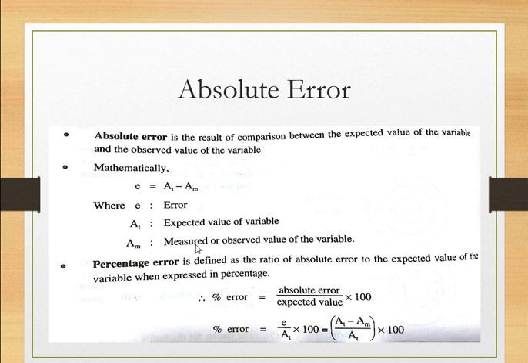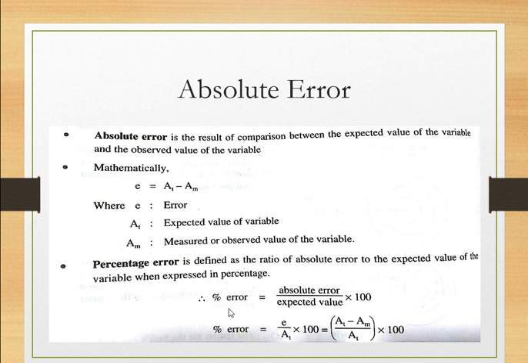Okay, so if you see the percentage error now, it is defined as the ratio of absolute error to the expected value of the variable when expressed in a percentage. Whenever you take that absolute error, that is nothing but the expected value minus the observed value, that is called absolute error. So whenever you take that absolute error with some expected value that you have used in your equation and you express it in percentage, then that is called a percentage error.